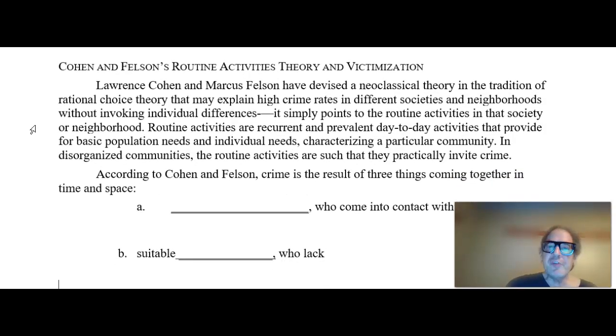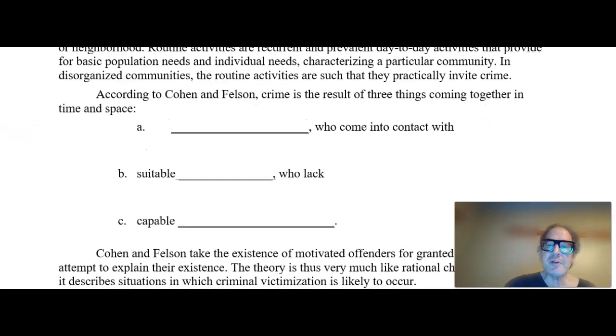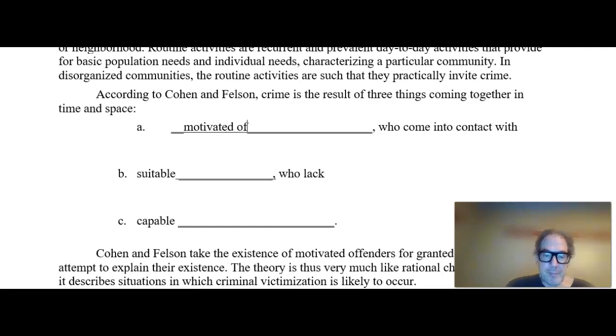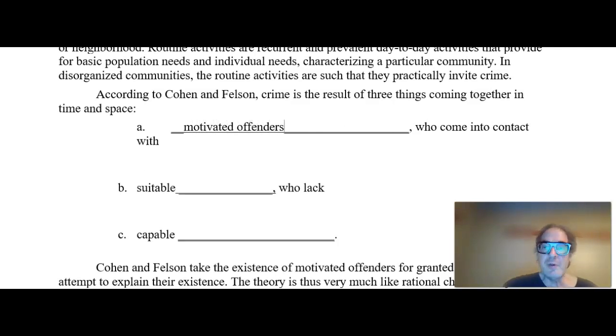It focuses on the routine activities that people do and how that makes them more or less likely to become a victim of crime. According to Cohen and Felson, crime is the result of three factors coming together in time and space. The first is a motivated offender. Somebody who is motivated to commit a crime. The motivated offender must come in contact with a suitable target.